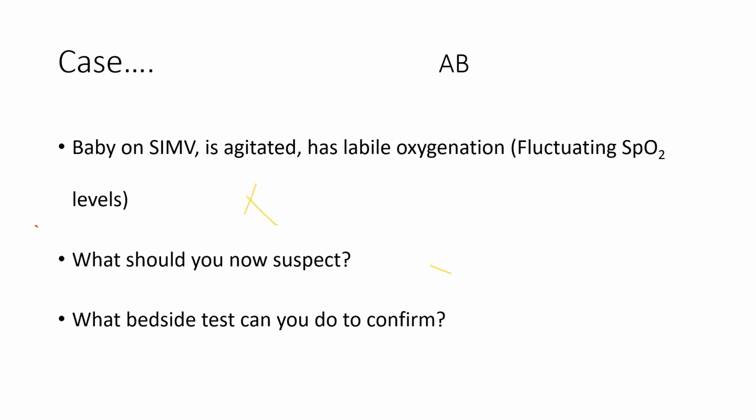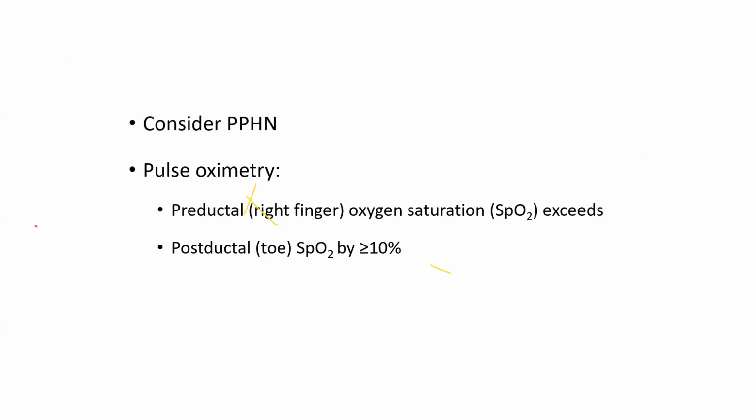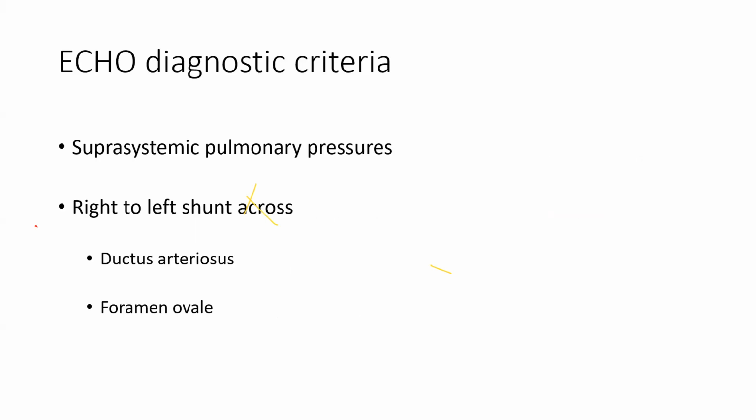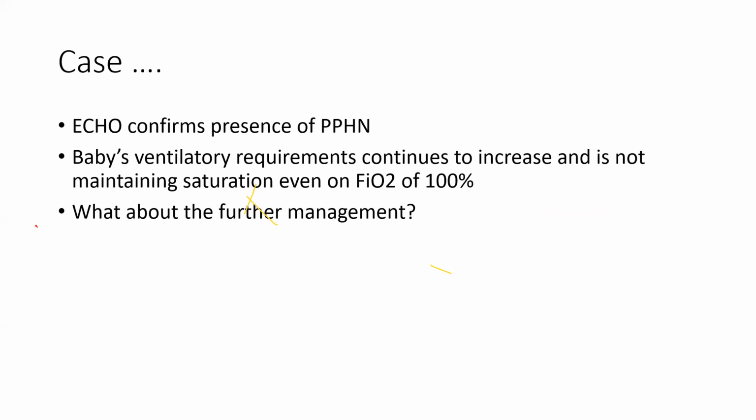So now what we suspect, because meconium aspiration syndrome is very commonly associated with PPHN, is that we have to check for preductal and postductal oxygenation. If the SpO2 difference is more than 10%, there is lability of saturation, and echocardiography shows suprasystemic pulmonary pressure with the RA and RV dilated and shunting through the fetal channels, that is PDA, ductus arteriosus and foramen ovale, then it points towards PPHN. So echo is suggestive of PPHN, and the baby's ventilator requirement is increasing. There is more need of FiO2 for the correction of hypoxemia. So what needs to be done further?